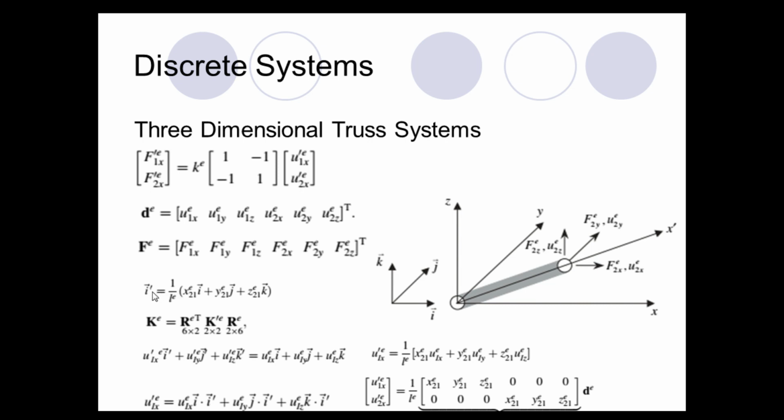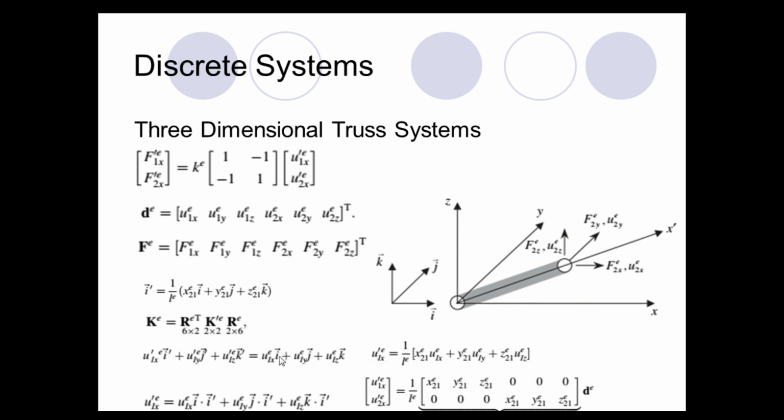Here j prime and k prime are orthogonal to i prime, or orthogonal to the truss axis. Then this has to be equal to this vector, u1x i, u1y j and u1z k in the global system. This is the displacement vector at a node in the global coordinate system.